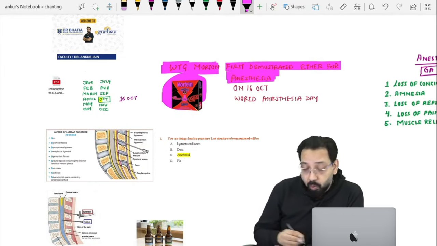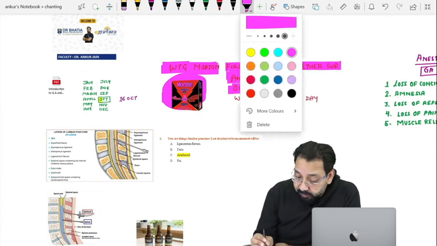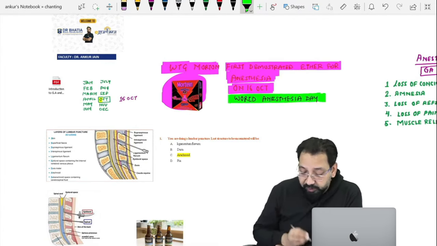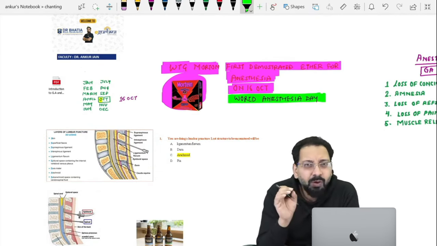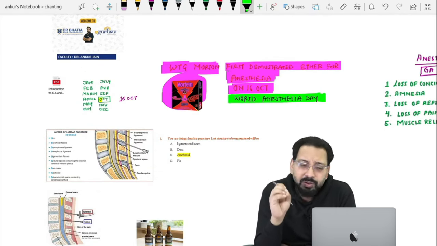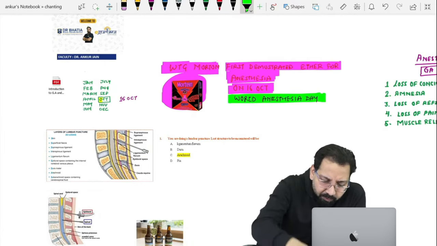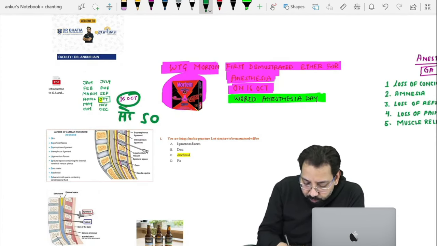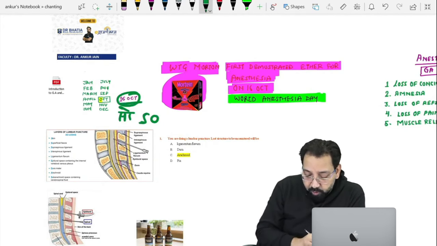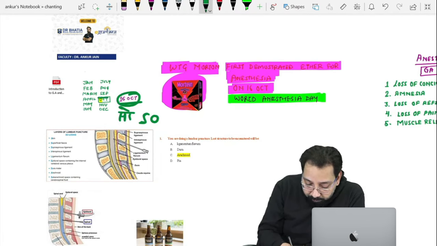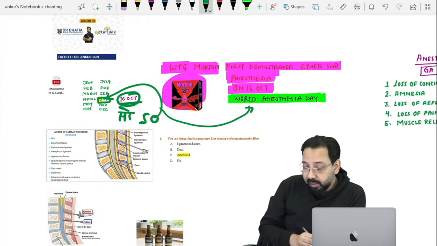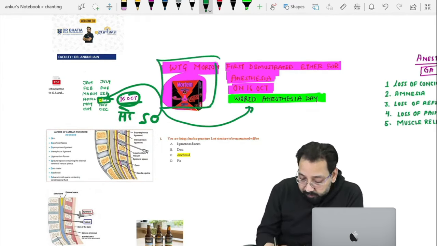Publicly he demonstrated on 16th October. That's why 16th October is celebrated as World Anesthesia Day. How to remember? If you want to sleep, then you will use Mortein to save yourself from mosquito. So, in Hindi, sorry for that, for those who can't understand Hindi, so la, so ja, so le. Only one month has O, October. So October is World Anesthesia Day, and Morton demonstrated ether.